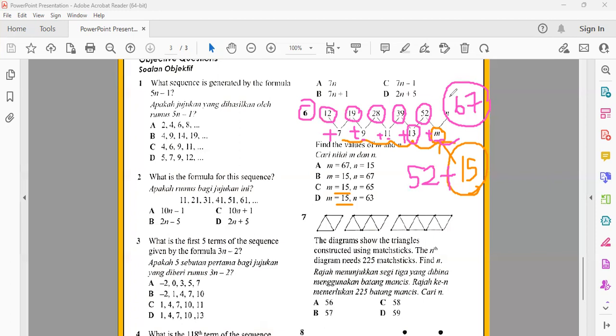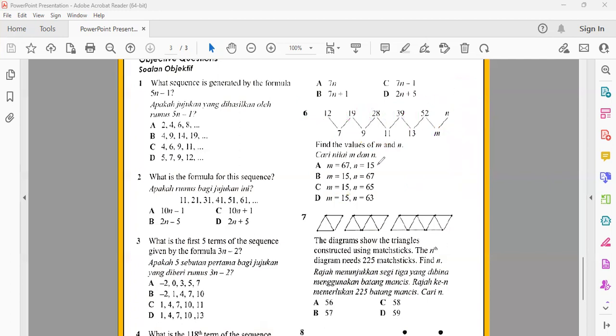Always remember, don't erase your answers. Okay. Keep it near the question. If not, how will you know? We are not expected to remember everything. So when we see the way we work out, especially near the question, we will know. Okay. All right. That's number 6.